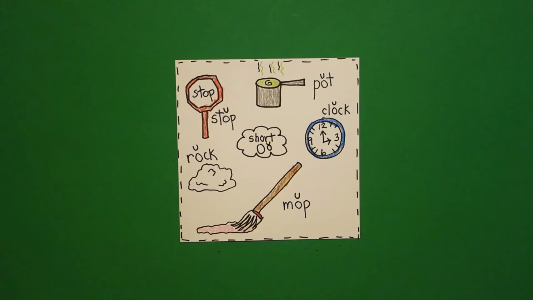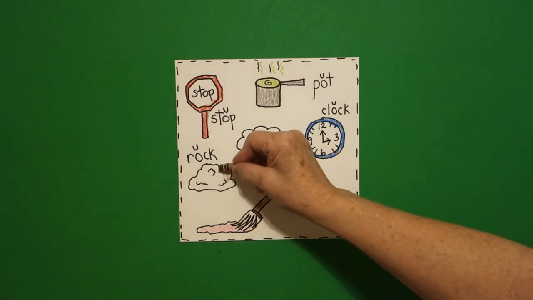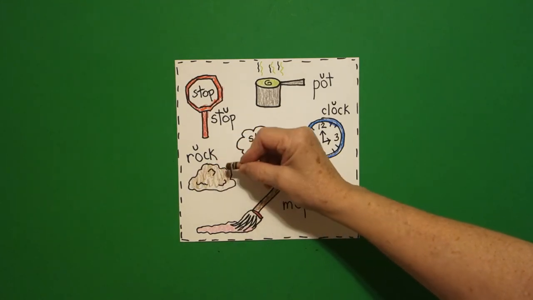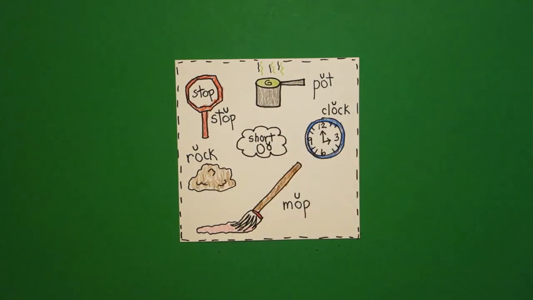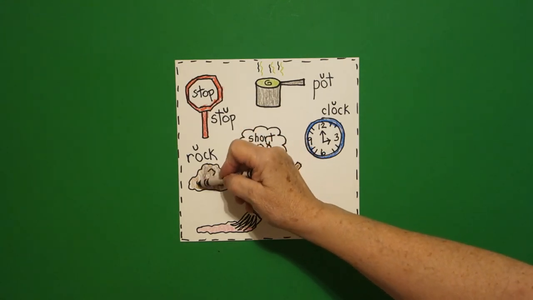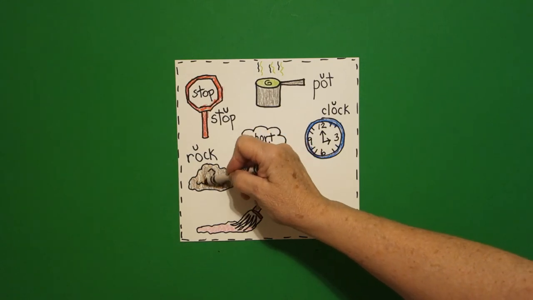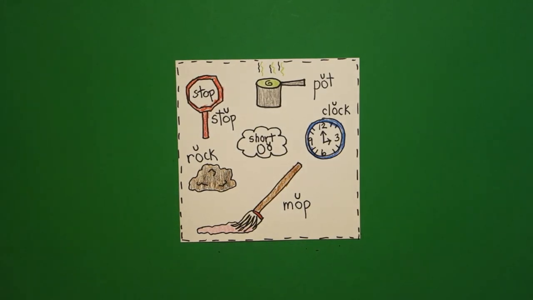Then last, for my rock, I'm going to take brown and I'm going to double color. I'm going to lightly color my rock brown. Then I'm going to go over it again lightly with black. Not too dark, just enough to give it that two-tone rock color. Okay? This was pretty easy. Let's see what this looks like all colored in.